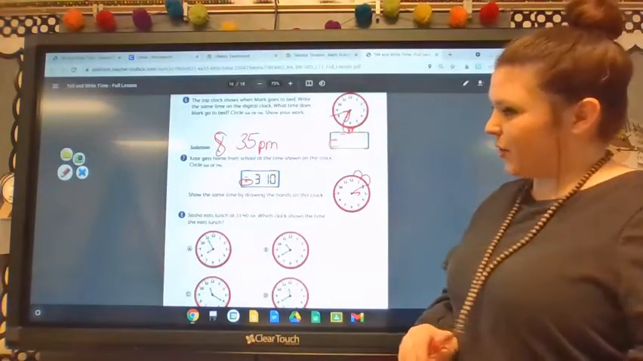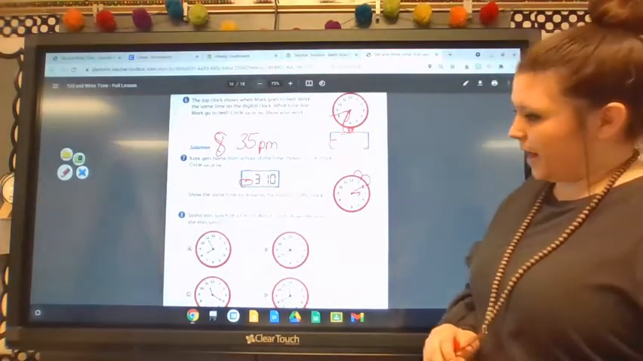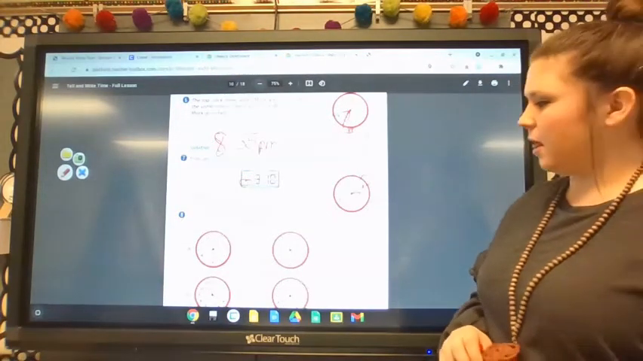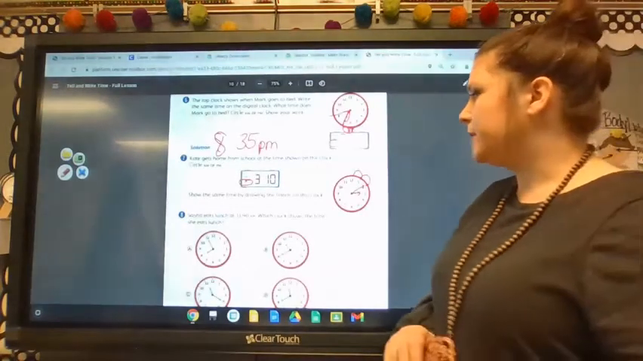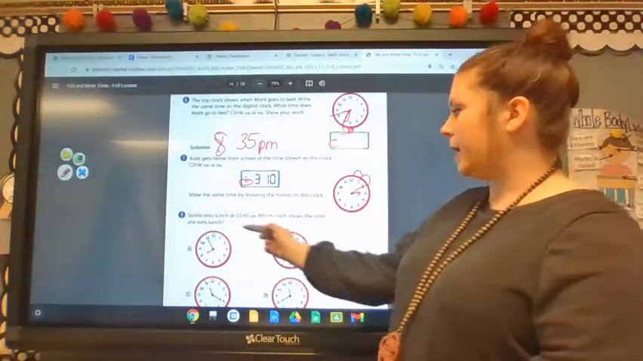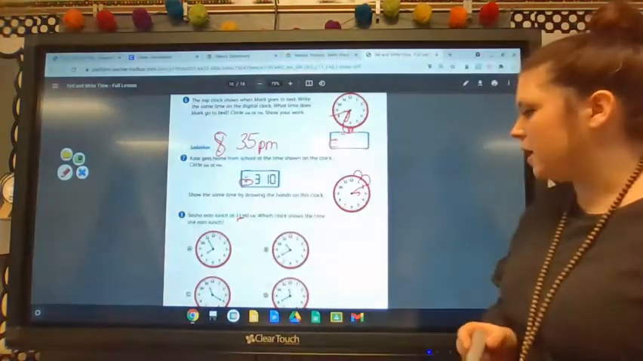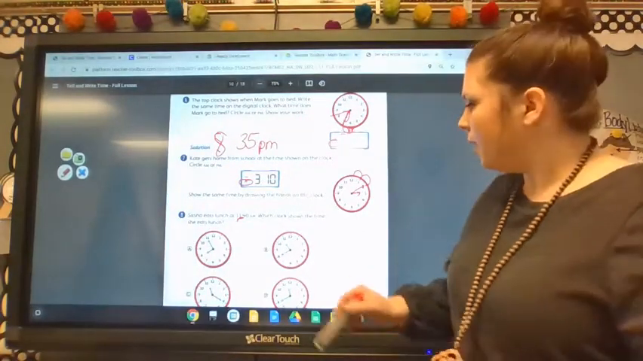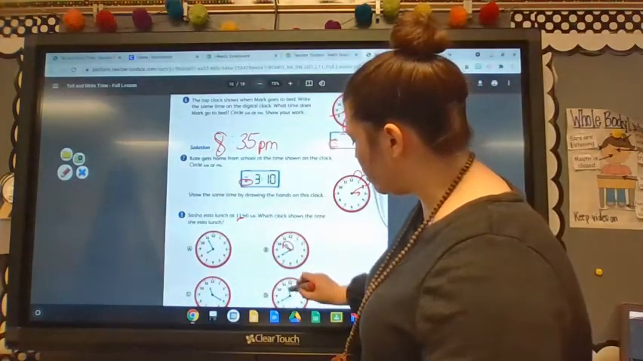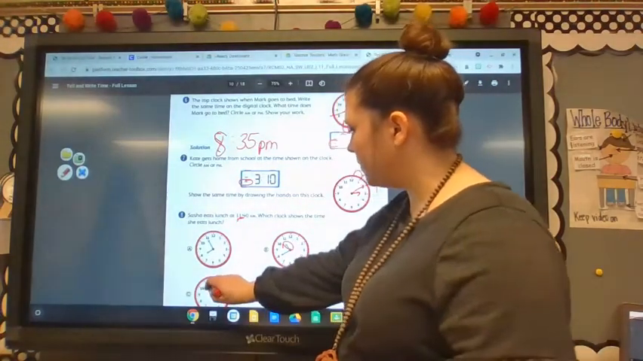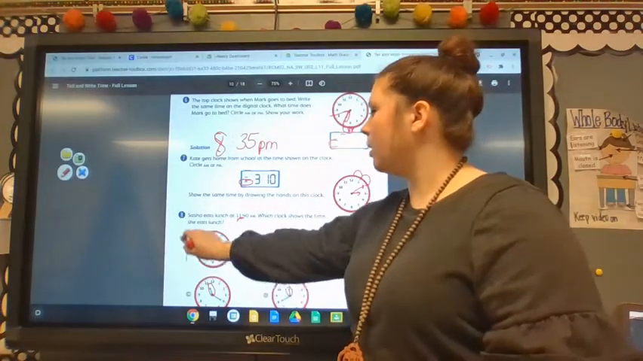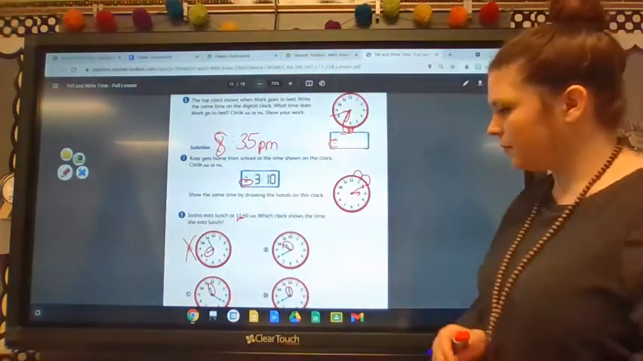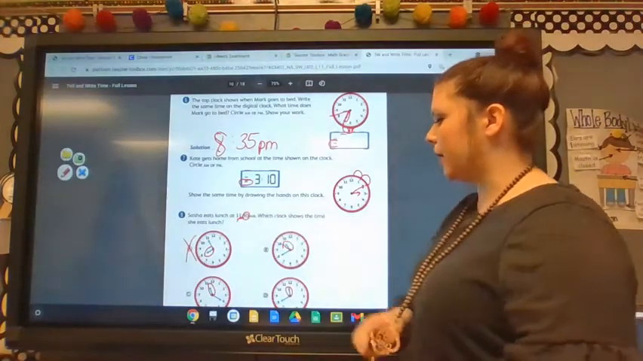All right, now you're going to answer the question. Sasha eats lunch at 11:40 a.m. Which clock shows the time she eats lunch? Okay? All right, so I'm going to go ahead and find my hour hand, and I know that that needs to be pointing to the 11. Which one is my hour hand, the long hand or the short hand? The shorter hand. So I'm going to circle the shorter hand in these clocks. All right, so I can automatically cross off A because my short hand is pointing at A. No. All right, now I need to look for 40.